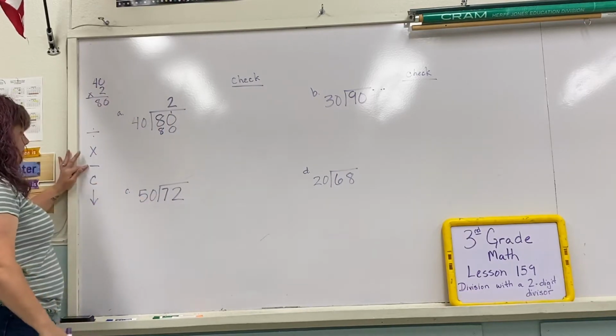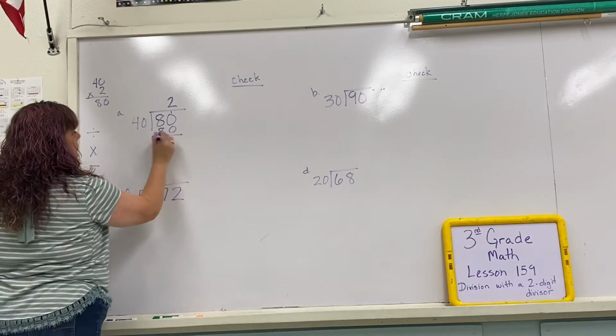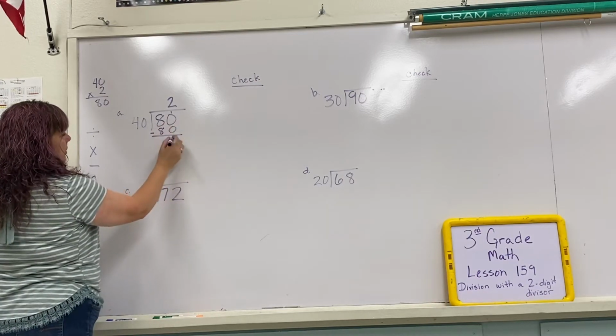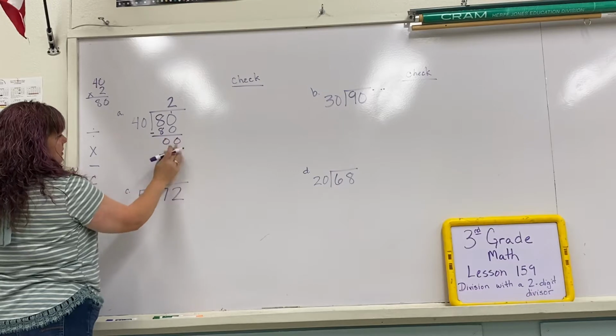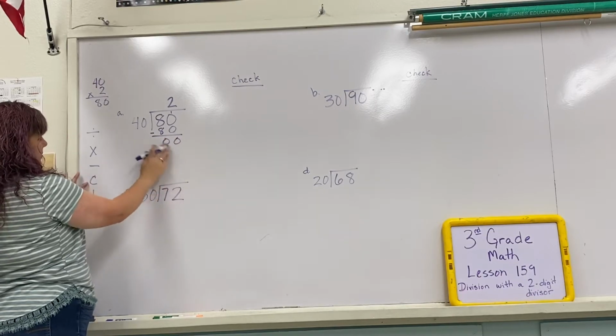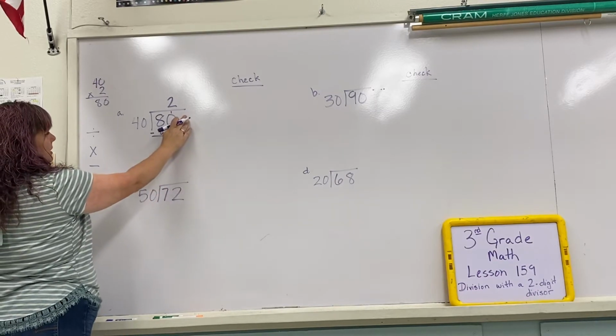Now what's our next step? Subtracting. 80, take away 80. 0, compare. Yep, it's smaller. Nothing to bring down, so we're done.